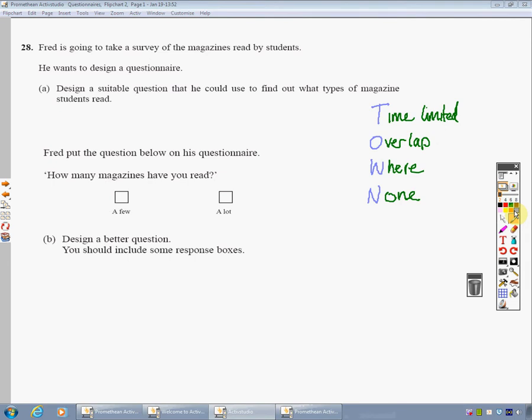So it might simply be, what types of magazines do you read? And now we'll give some option boxes. I'd really want to give none as one, just saying I do not read any, and that's why in TOWN we have none, because whenever we ask a question we must always have a none response.